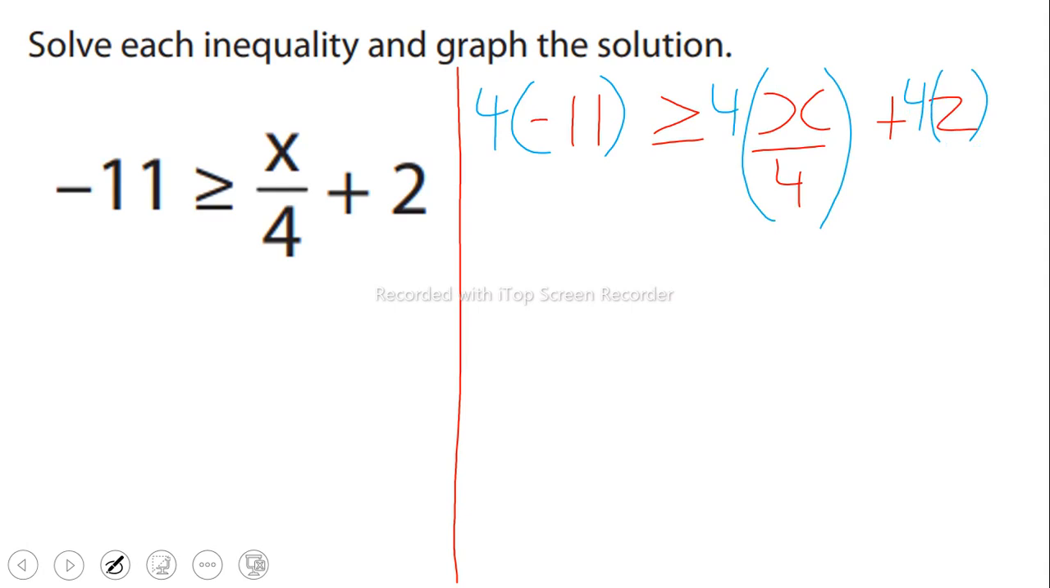Okay, and so the question is, what is 4 times negative 11? Negative 44. Gotta be careful because it is a negative here. When you multiply by a negative, you will get a negative. Okay.